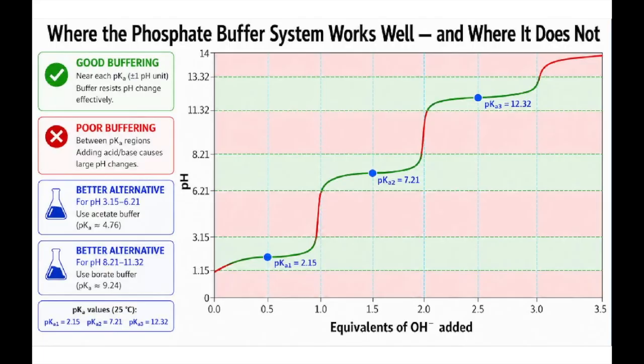This titration curve shows the phosphate buffer system, and as you can see, it works in 3 different regions. Here in this low pH region, here in this middle pH region, which we'll be operating in, and then here it can also buffer in this higher pH region.